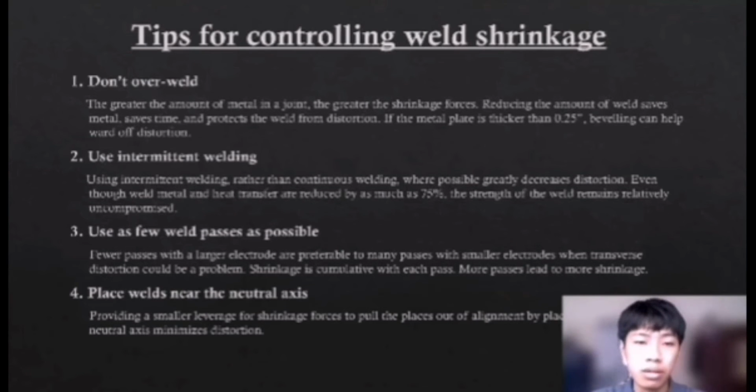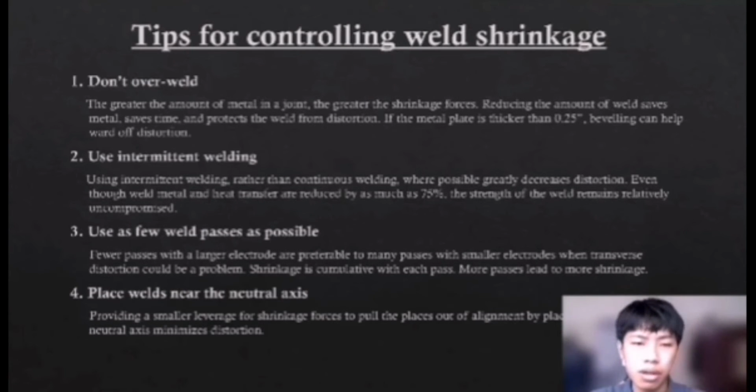Three, use as few weld passes as possible. Fewer passes with a larger electrode are preferable to many passes with smaller electrodes when transverse distortion could be a problem. Shrinkage is cumulative with each pass. More passes lead to more shrinkage.